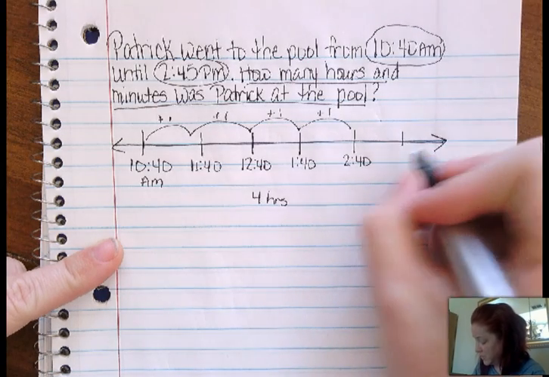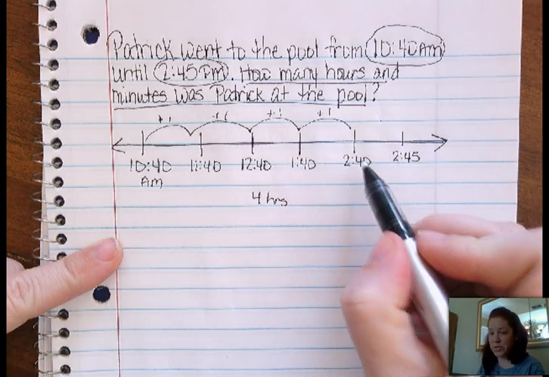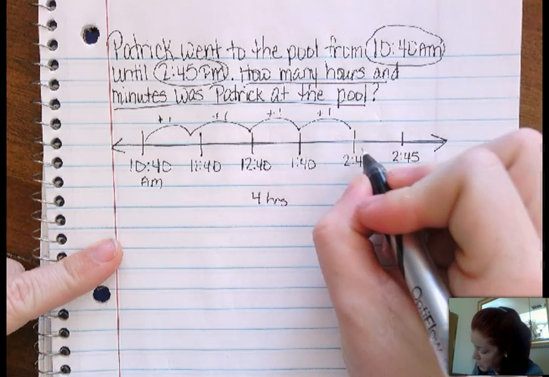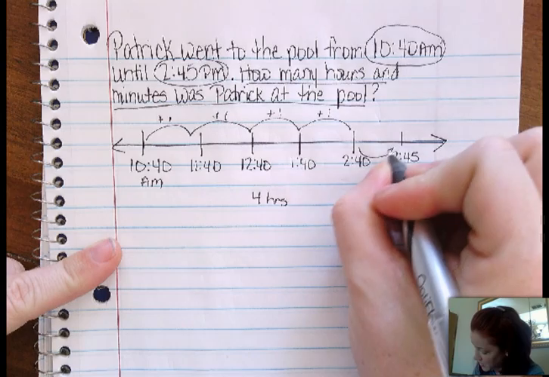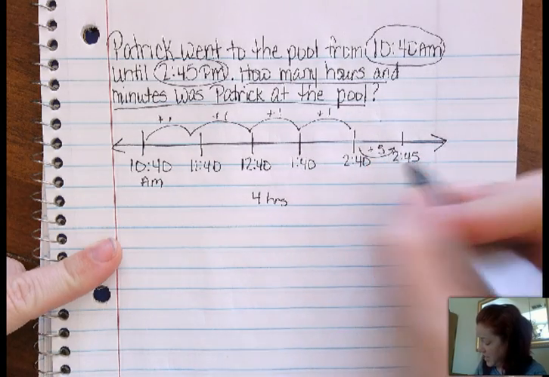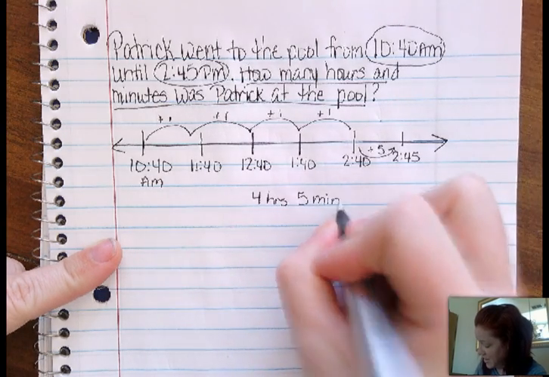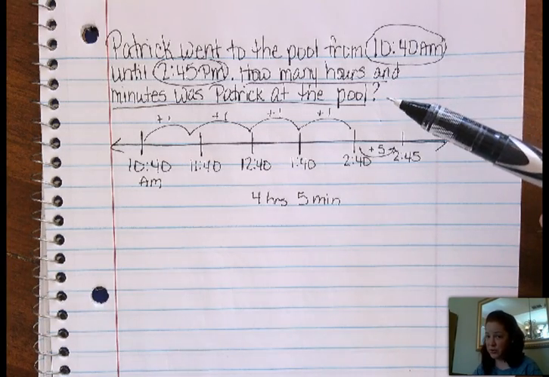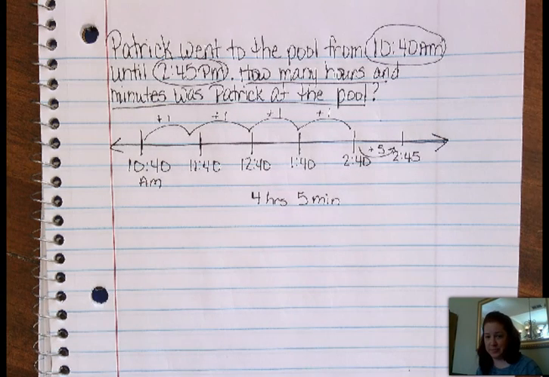Now we're going to put our finishing time here, 2:45. We're going to count by 5 minutes until we can't count anymore. But fortunately, we have just 5 left until we get here. There's just a 5 minute difference, and we can say 5 minutes, and we are done. So how many hours and minutes was Patrick at the pool? 4 hours and 5 minutes.